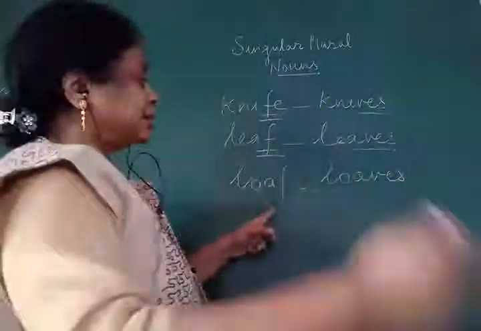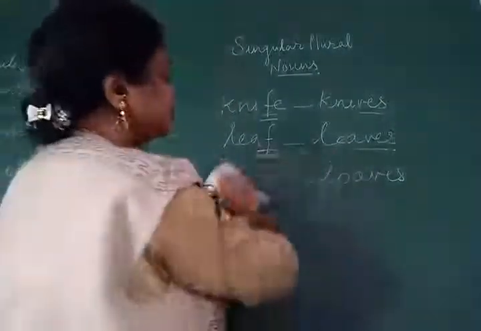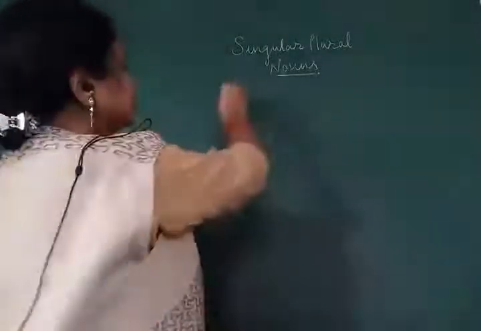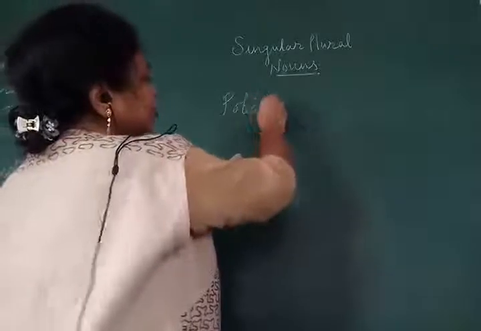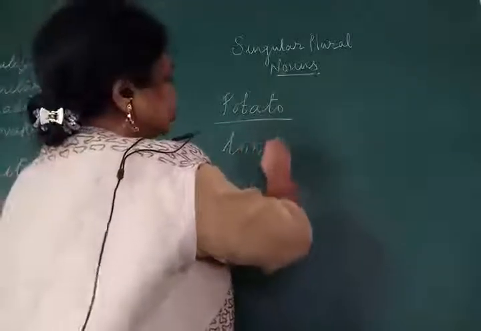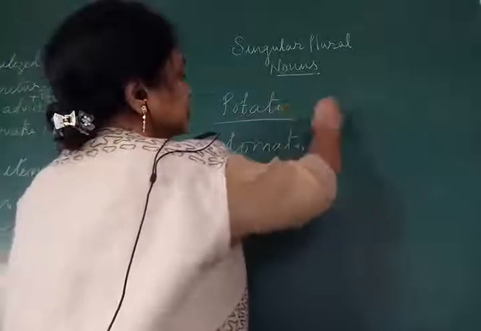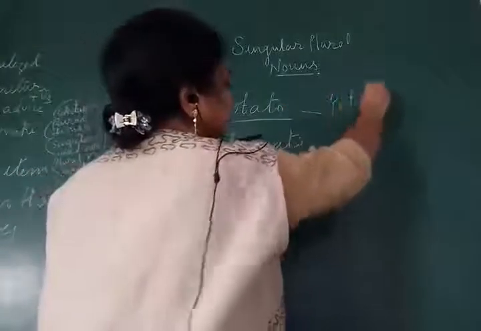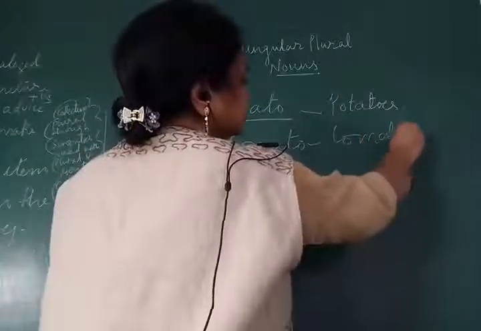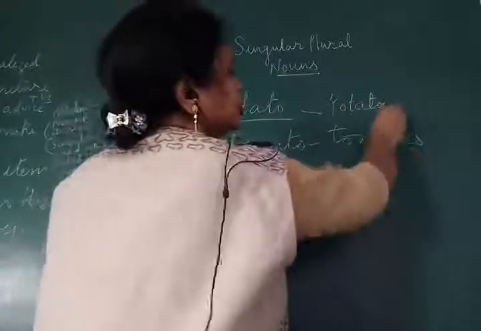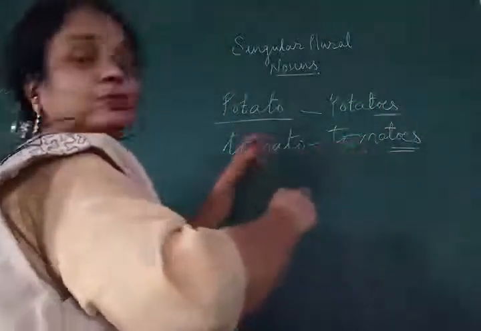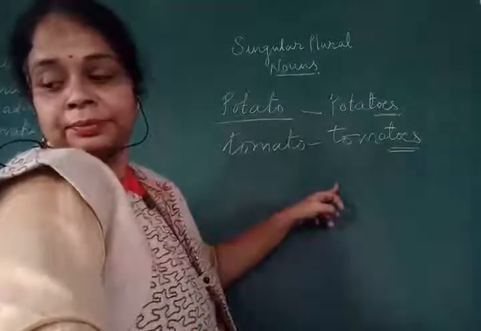Right? Another way, words ending with o. Potato, tomato, change to potatoes, tomatoes. Again, you are going to add es. You are going to add es to these words to change them to plural.